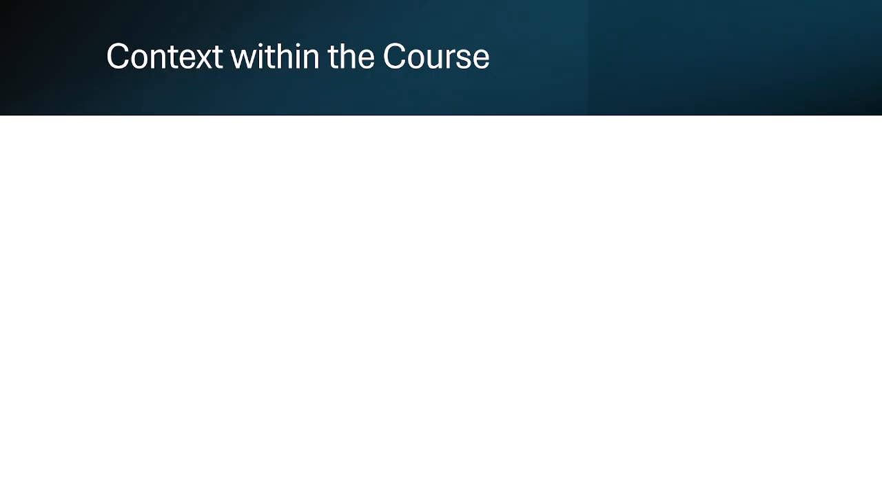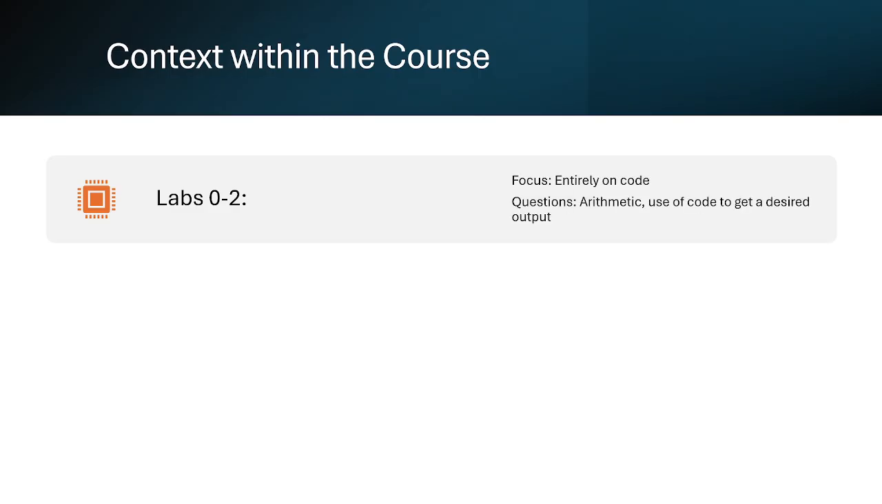Okay, so context within the course. This is all within the data science course, right? So if you're not part of that, get out. So for labs 0 and 2, it was mainly coding in terms of arithmetic, basic functions, that sort of thing. It's very much coders' first steps, right?